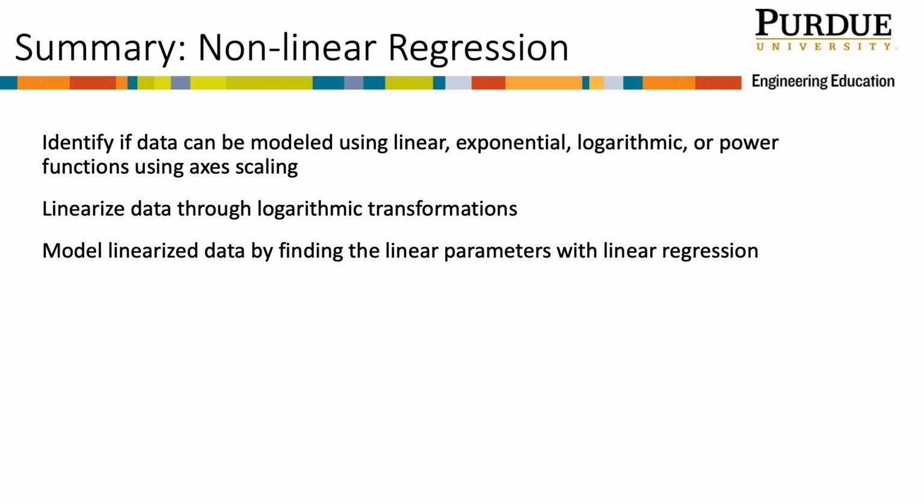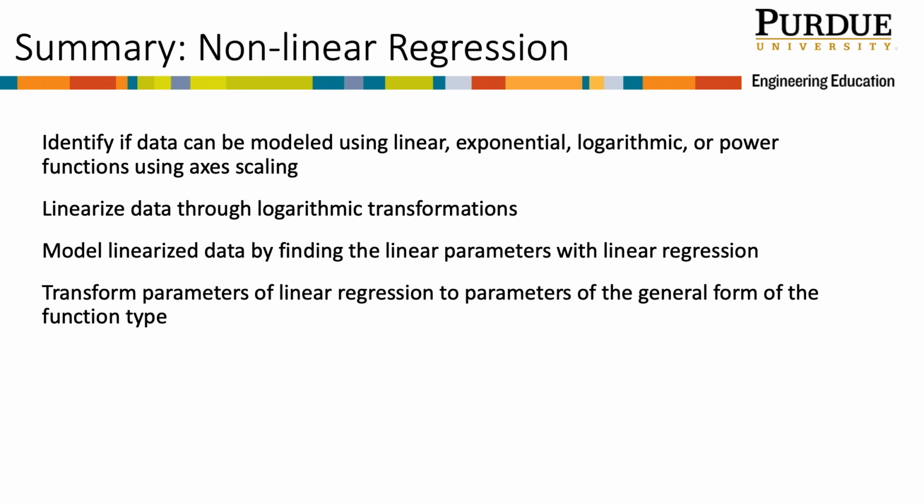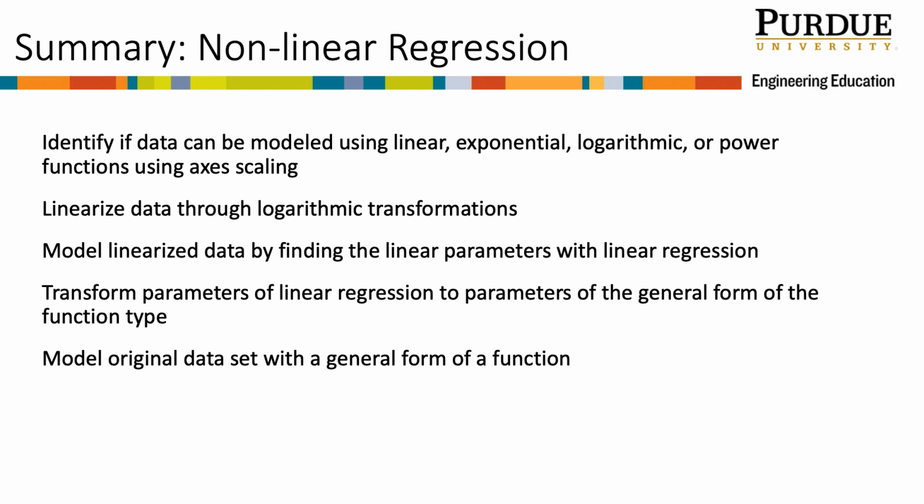This finds us what we called our capital M slope and our capital B y-intercept. Next, we learned to transform parameters of linear regression to parameters of the general form of the function type. That is, take our capital M and capital B that were from our linearized data and transform them back so that they are lowercase m and b parameters for our general form. Finally, we plug the lowercase m and b back into the model in order to model the original data set with the general form of a function.